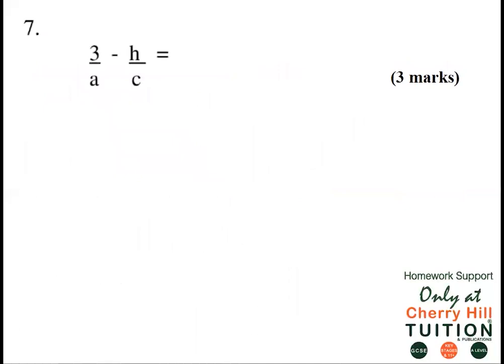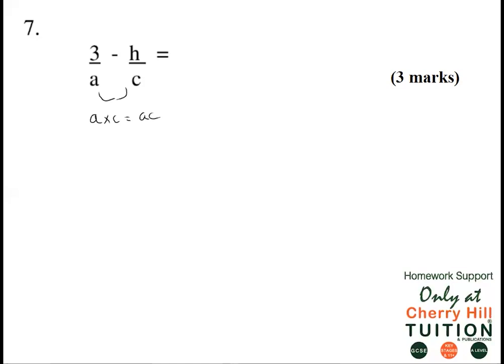Question 7, we have been given an algebraic sum that we need to solve and simplify. So 3 over a minus h over c. Now with algebraic fractions, what we need to do is multiply both denominators to get our desired denominator, which is ac. So we now need to convert both of these fractions into fractions with the denominator ac.